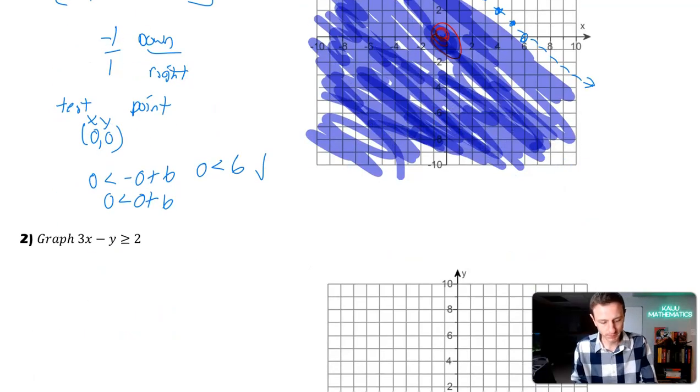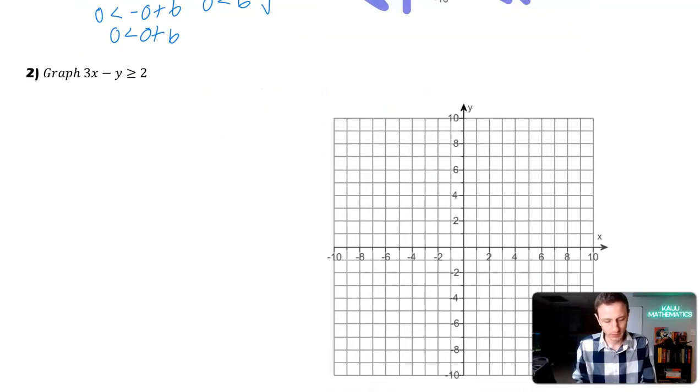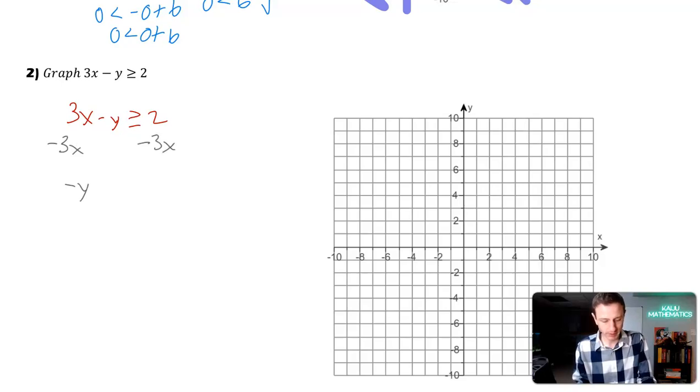Let's go to the next one. Next we have 3x minus y is greater than or equal to 2. Let's solve for y and get it into that form, y equals mx plus b. I'm going to subtract 3x. I get negative y is greater than or equal to negative 3x plus 2.